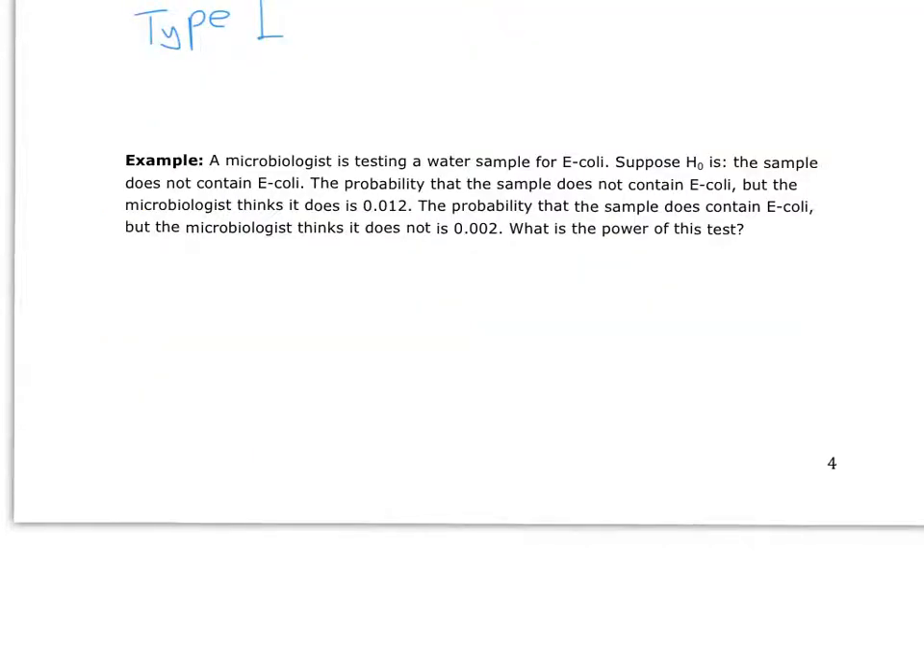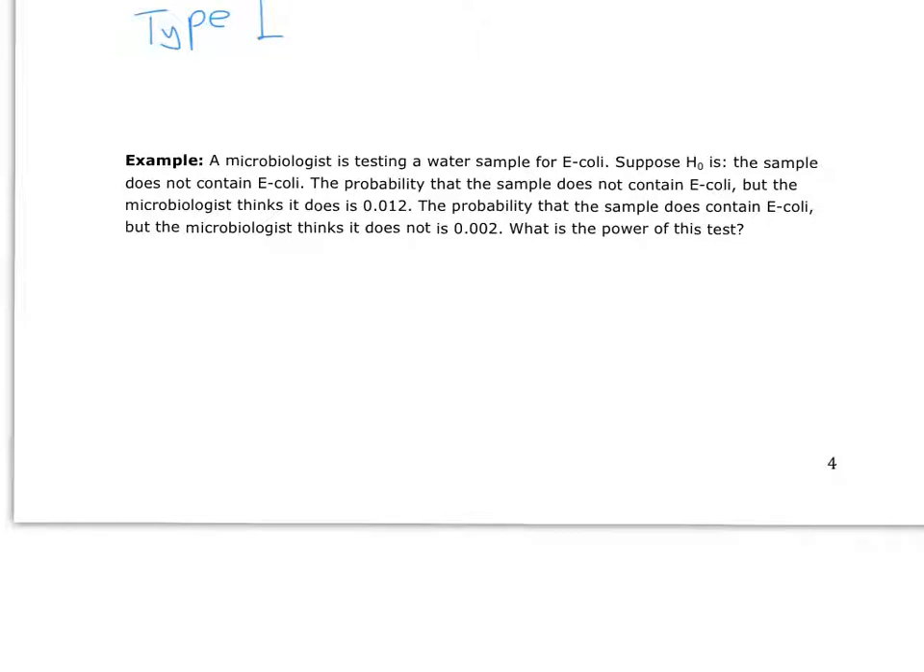Let's look at this example. A microbiologist is testing a water sample for E. coli. Suppose the null hypothesis is the sample does not contain E. coli. The probability that the sample does not contain E. coli, but the microbiologist thinks it does, is 0.012. The probability that the sample does contain E. coli, but the microbiologist thinks it does not, is 0.002. What is the power of this test?